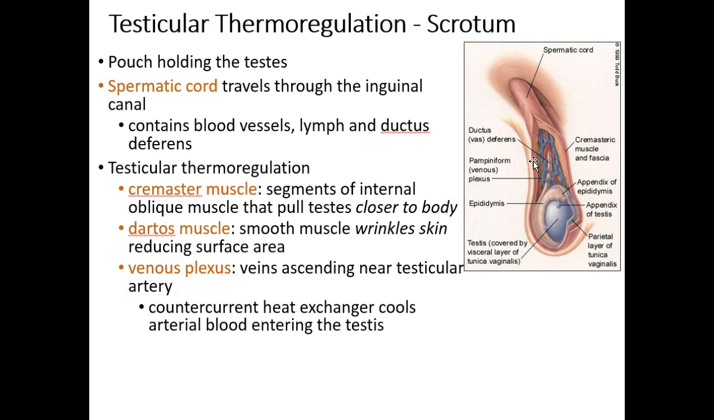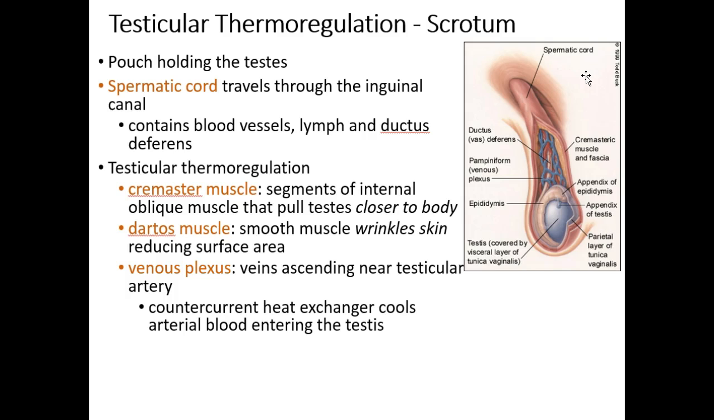And what they're designed to do is basically act like a radiator to get the heat away from the testes so we can continue to make sperm. If we get too hot, we won't be able to make sperm. It's got to be at that 35 degrees temperature. So we're going to constantly be moving this around. And how we're going to get rid of that heat is going to be through the venous plexus.